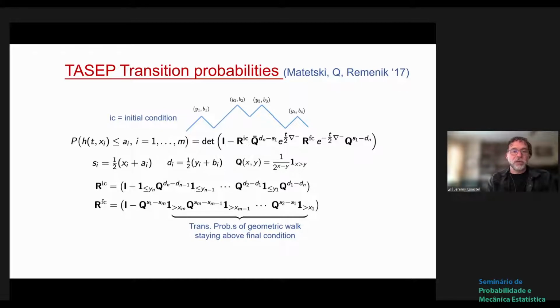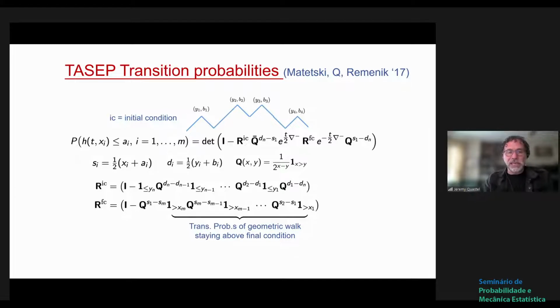So you take those transition probabilities, and they're functions of two variables, which I could call U1 and U2, and you just ask for a geometric random walk to either stay above the final condition or below the initial condition, starting from U1 and going to U2. And that's the two variables in these R's. And so you build these operators R, and then the rest of the formula are kind of straightforward things.